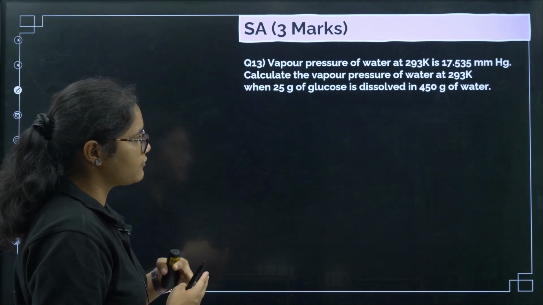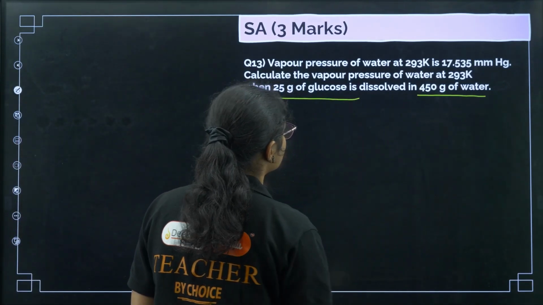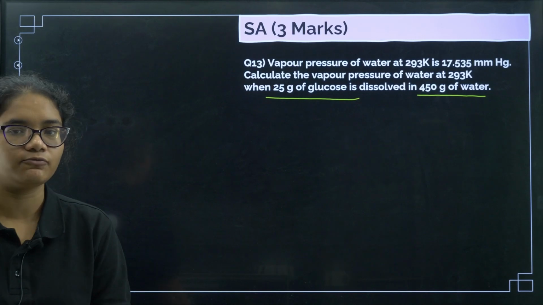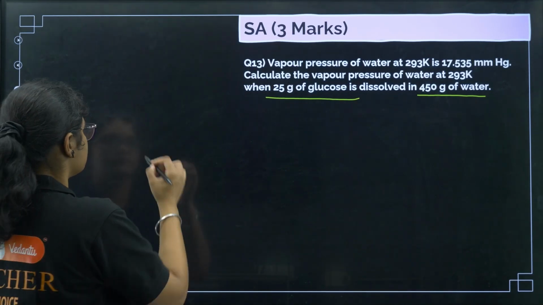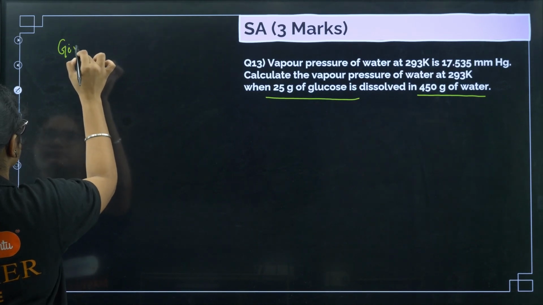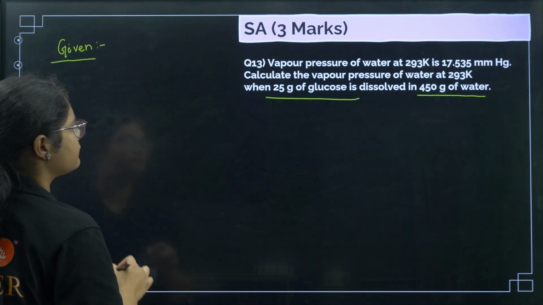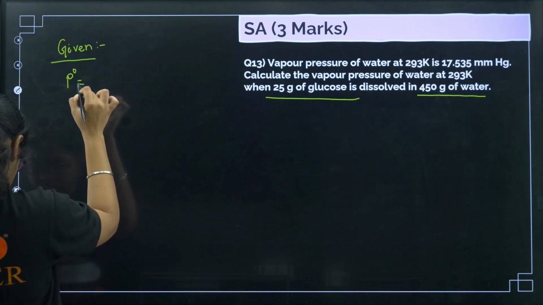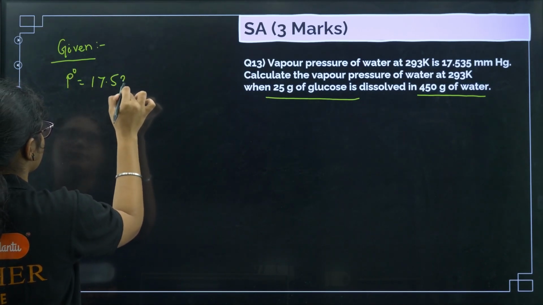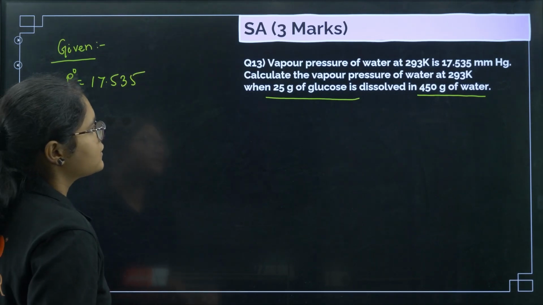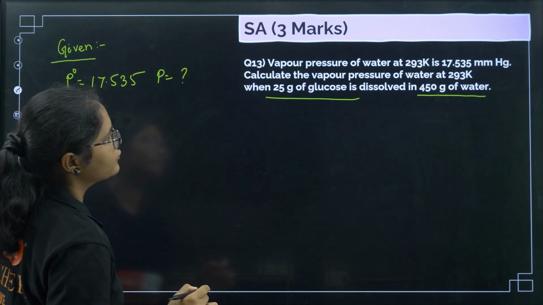Calculate the vapor pressure of water at 293 Kelvin when 25 gram of glucose is dissolved in 450 gram of water. So this is a question from relative lowering of vapor pressure. Let us first write down the given data here. Given data: first of all, the pure pressure P naught value is 17.535. Next, you need to calculate this P value.